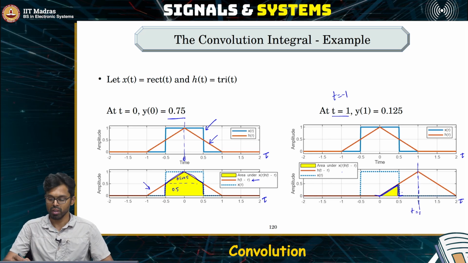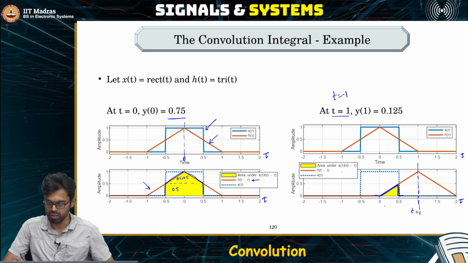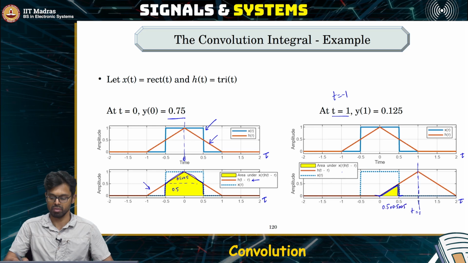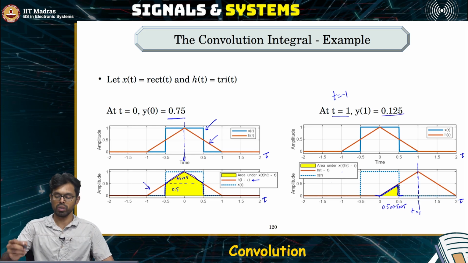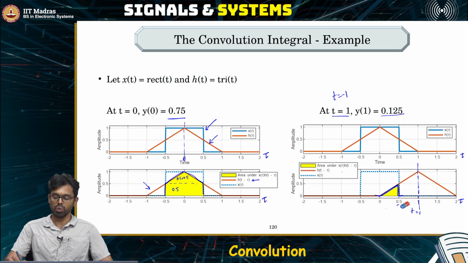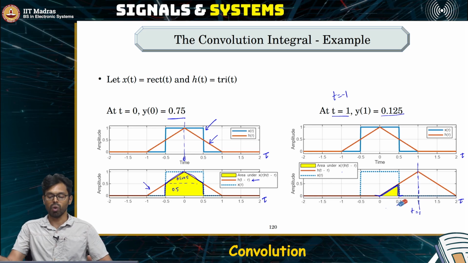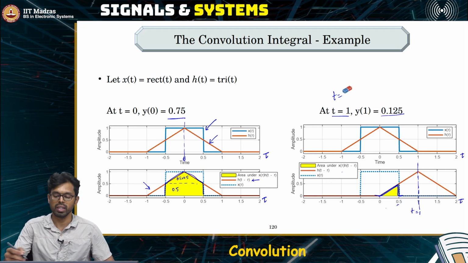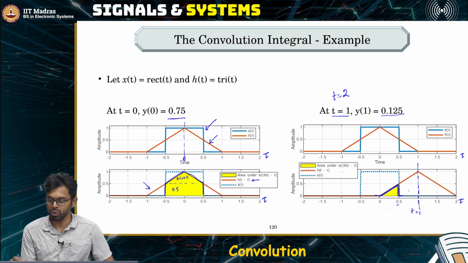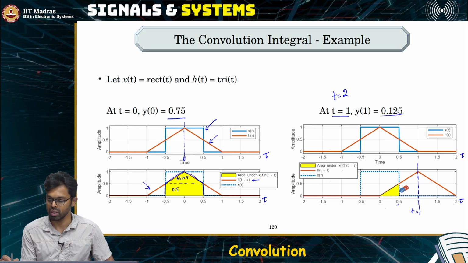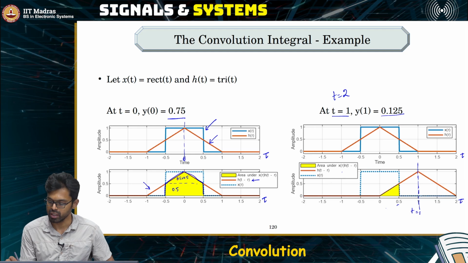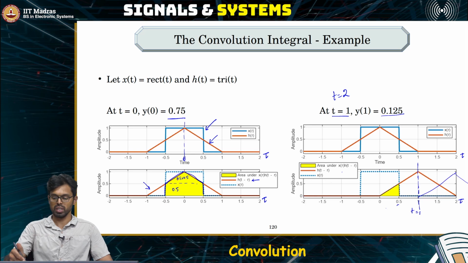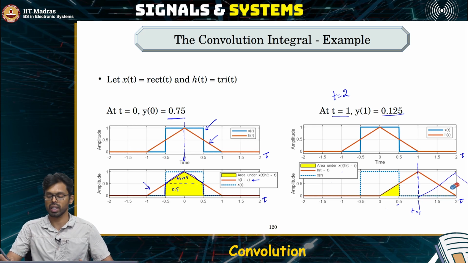And what is the area? The area is basically the area of this triangle, which is nothing but half times half times half, so exactly 0.125. That's what we get. So you can do this for each and every value of the time instant. If you want to compute the signal output at t equal to, let's say, 2 seconds, then you shift this impulse response to be centered at 2. Multiply with your input. Obviously, there is no overlap. So in that case, it will be 0.